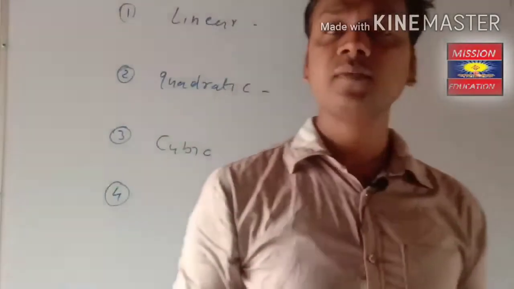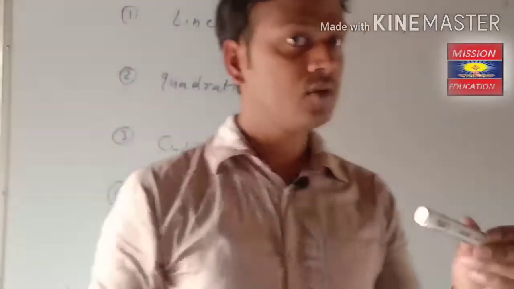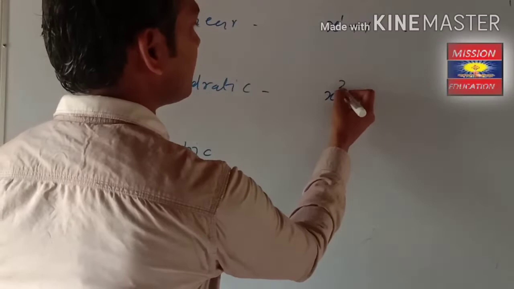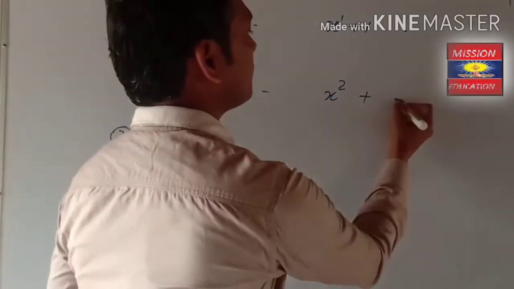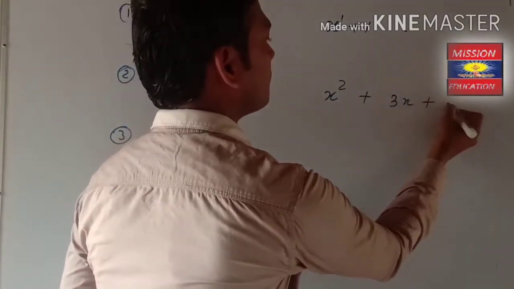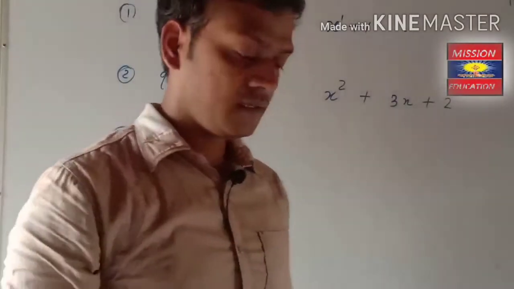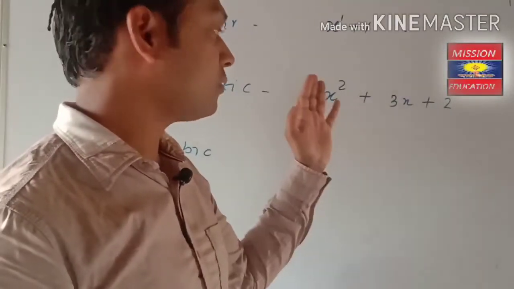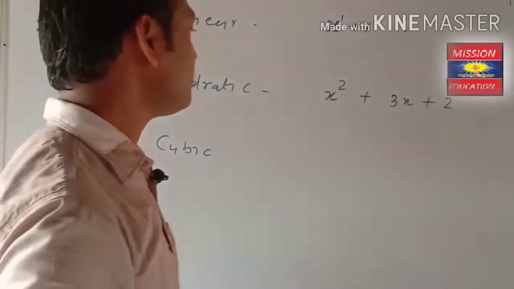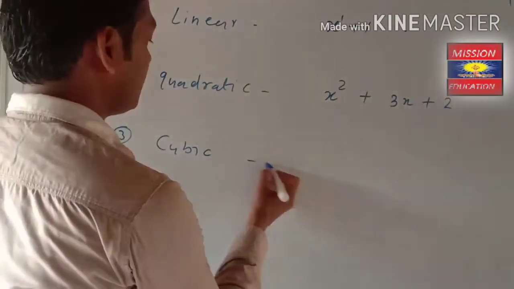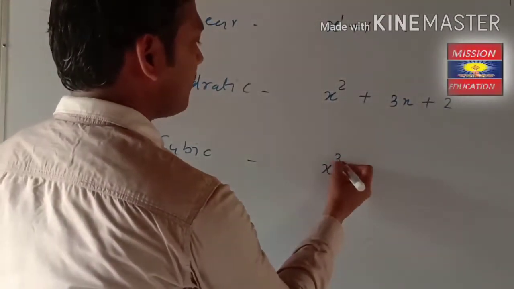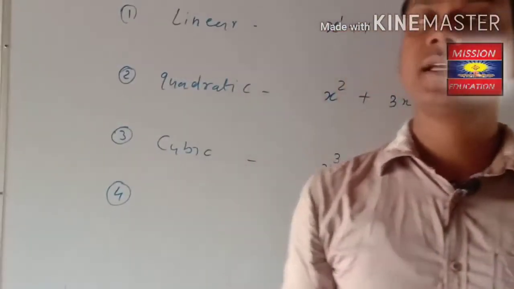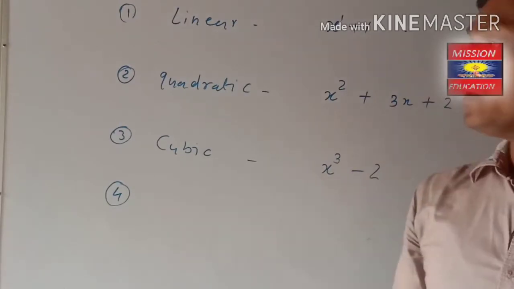In the second type, if the power of the variable is equal to 2, it is a quadratic equation. We can take the example x square plus 3x plus 2. Here the highest power of the variable is 2, so it is a quadratic equation. The third one is a cubic equation, x power 3 minus 2. Similarly, here the power of the variable x is equal to 3, so it is a cubic equation.